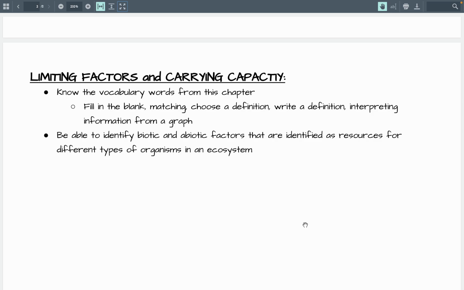Be able to identify biotic and abiotic factors that are identified as resources for different types of organisms in an ecosystem. So that kind of ties into biotic and abiotic factors. That was part of the vocabulary terms for ecosystem. And so this would just be an example of make sure that you can apply your knowledge of what the definition is to the different questions.